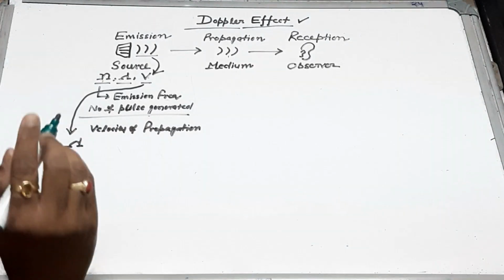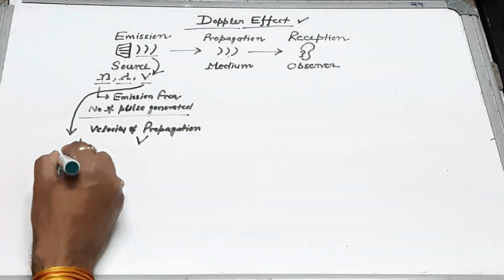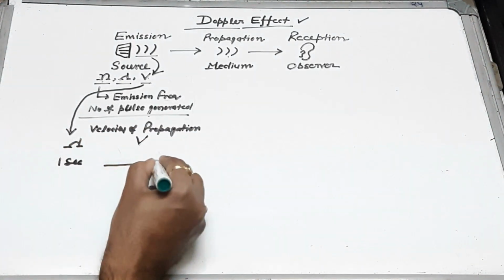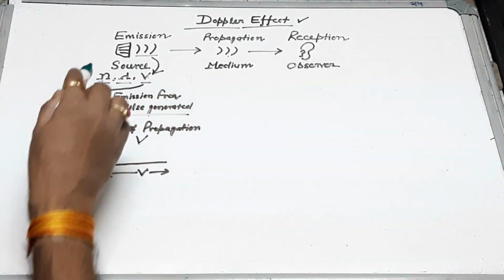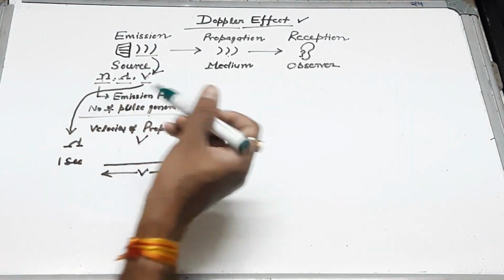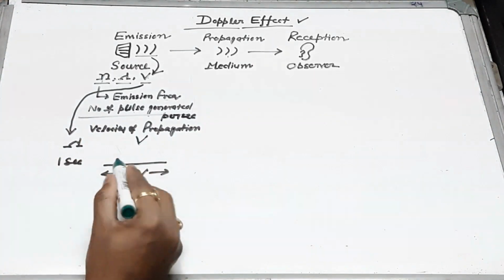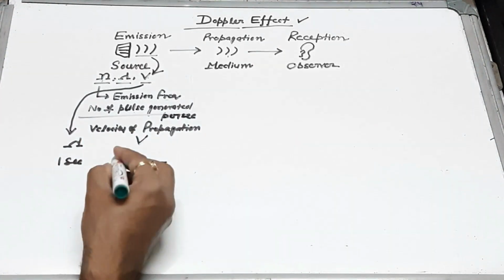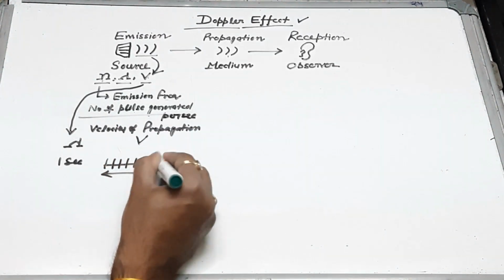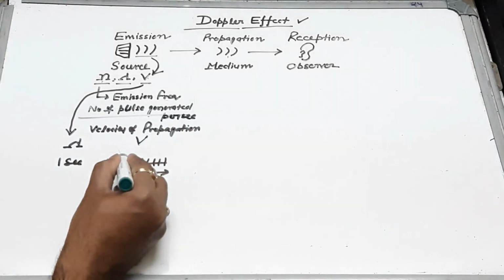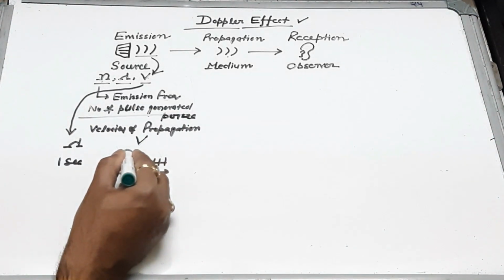What is the meaning of lambda? You see, the wave has a velocity of propagation v. It means that in 1 second, the wave will travel a length of v meter. Correct? Now come to emission frequency, n, the number of pulses generated per second. It means that in 1 second, n pulses are generated and they are spread over a length of v. Lambda is the distance between two consecutive pulses, nearby pulses. Correct? This distance is known as lambda.